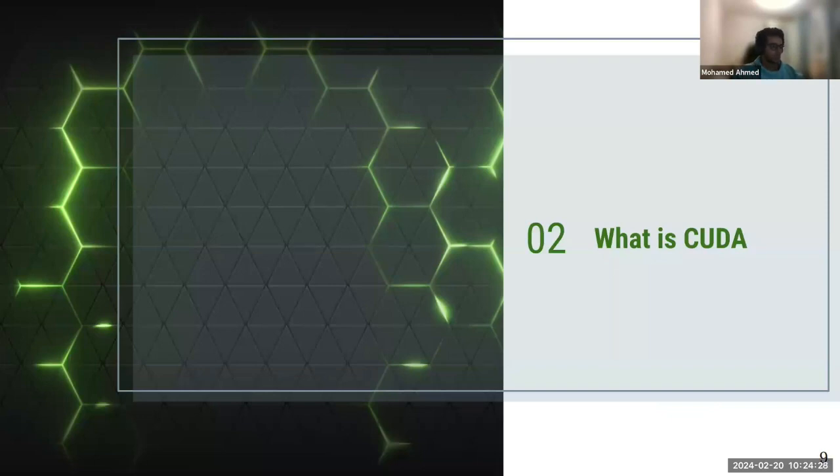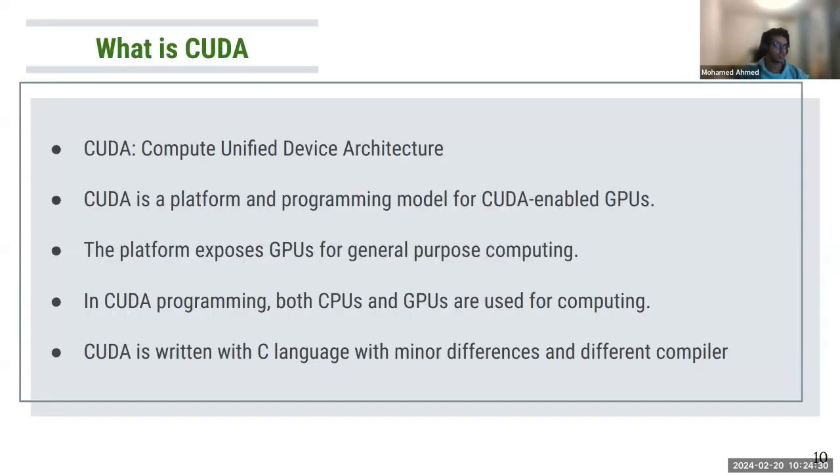So what is CUDA? CUDA stands for Compute Unified Device Architecture. CUDA is a platform and programming model for CUDA-enabled GPUs. So it's kind of a programming language that utilizes a GPU, so you can make your computations on it.